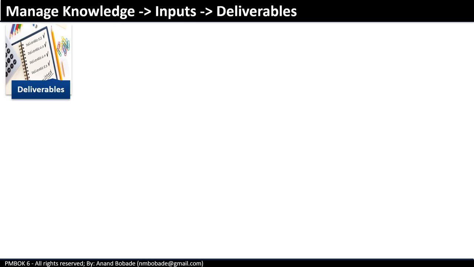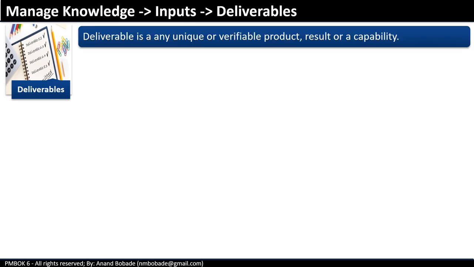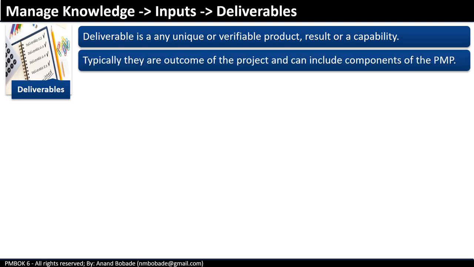Next input is deliverables. A deliverable is any unique and verifiable product, result, or capability. Typically, they are the outcome of a process, a project phase, or the complete project itself. Deliverables are the output of the Direct and Manage Project Work process. It is a previous process that we learned.